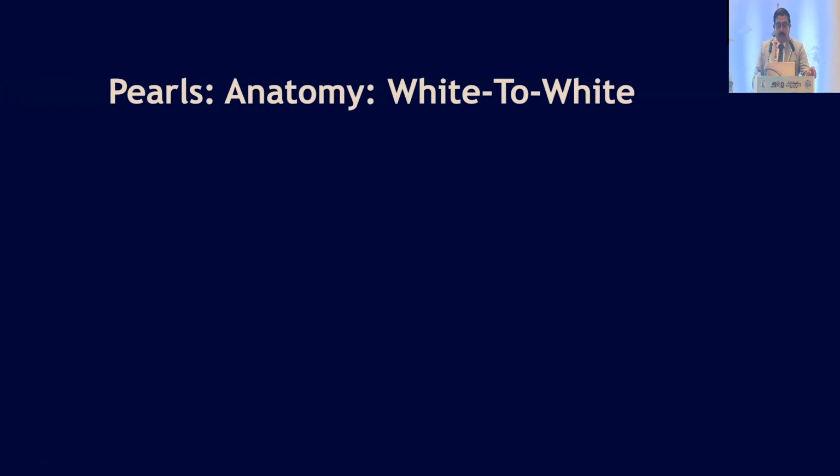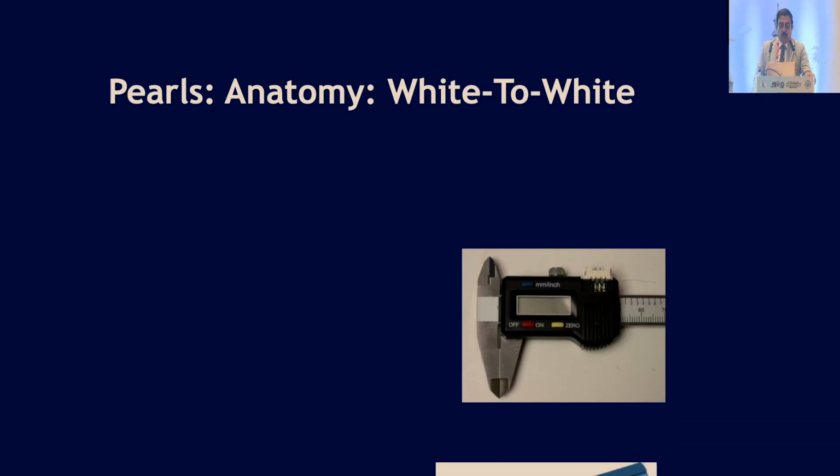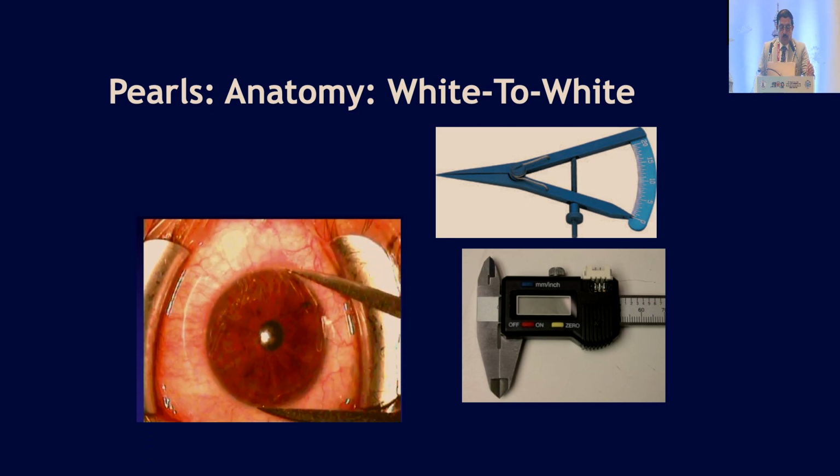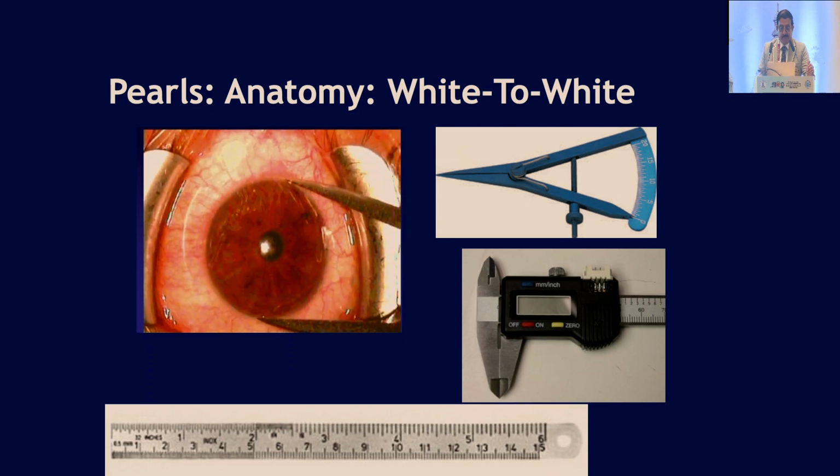So what are the pearls of this white to white? There are certain measurements that we need to take for the sizing of the IOL. And the anatomical white to white is what is calculated, and this has been the norm and the protocol when we do a sizing of the ICL.